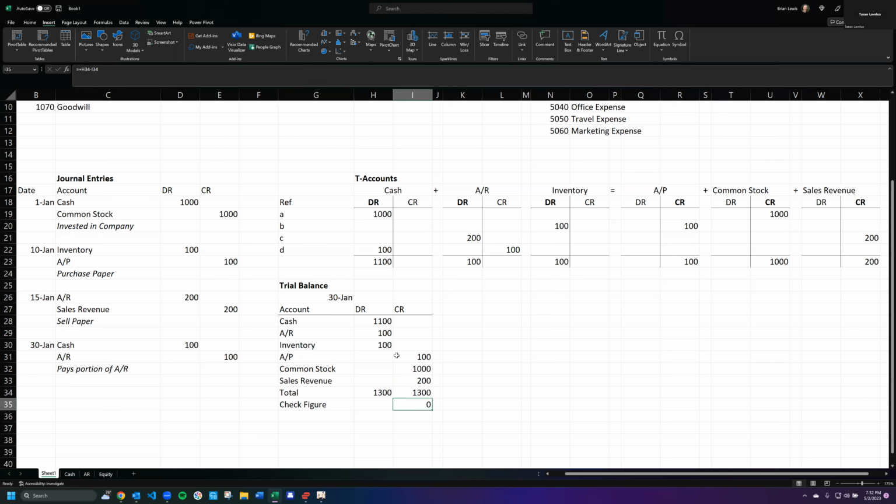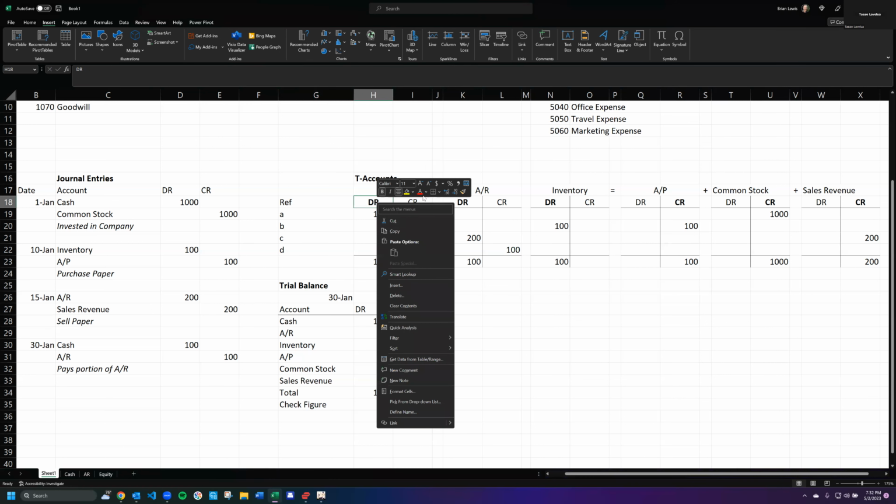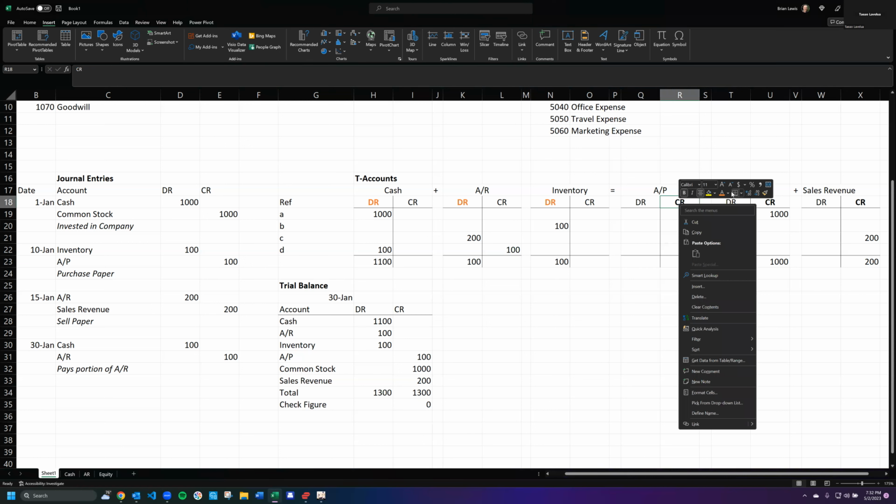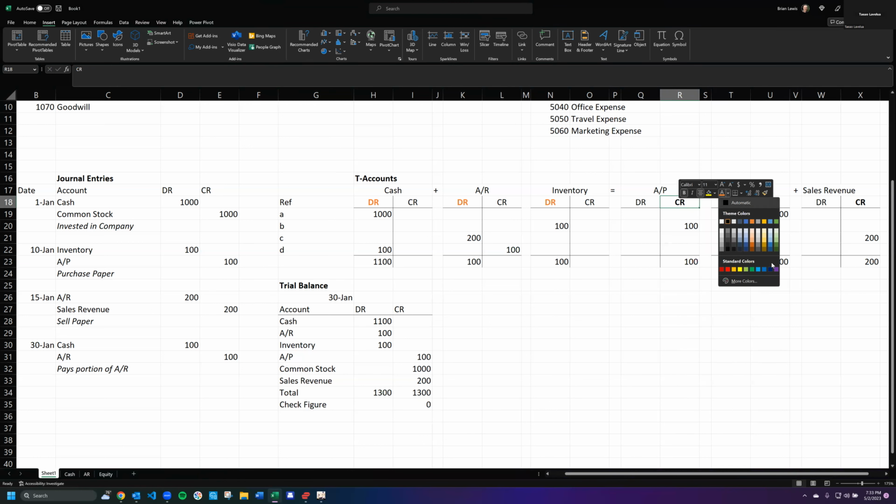Okay, so for those that are watching, I'll just make these nice and colorful as well. This one will be a nice orange, so as to not suggest that one's better than the other. And we'll make this one purple. Okay, there we go. Those are your normal balance indicators.